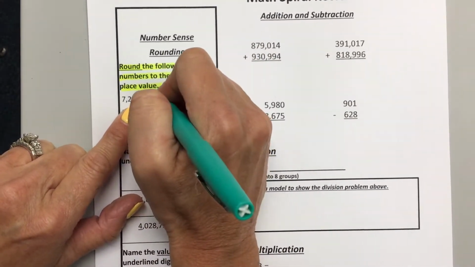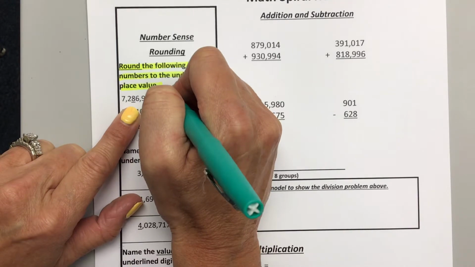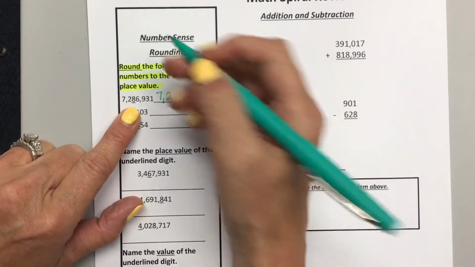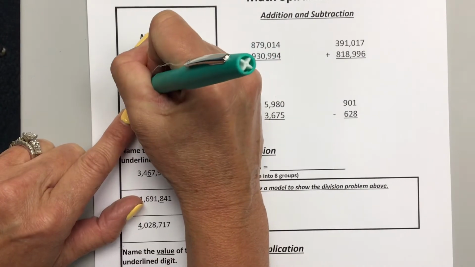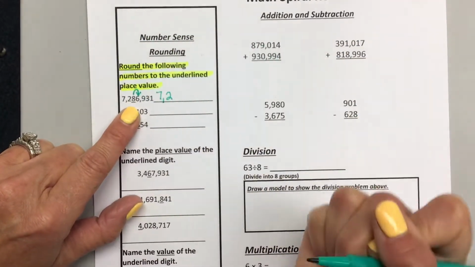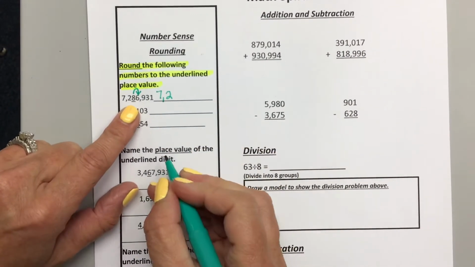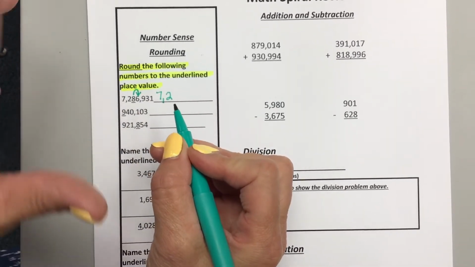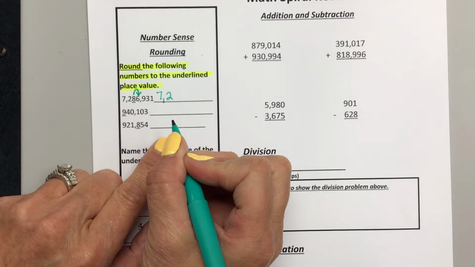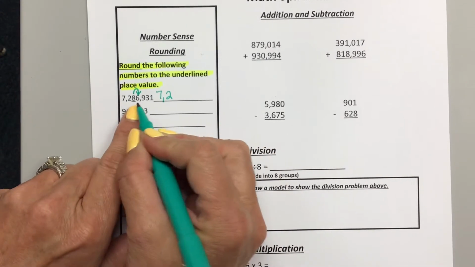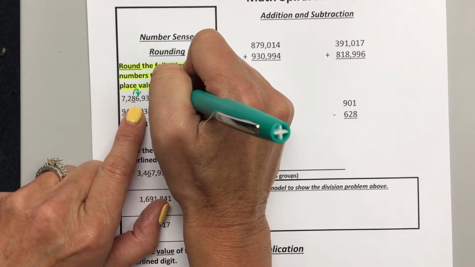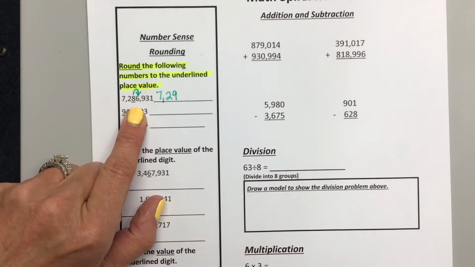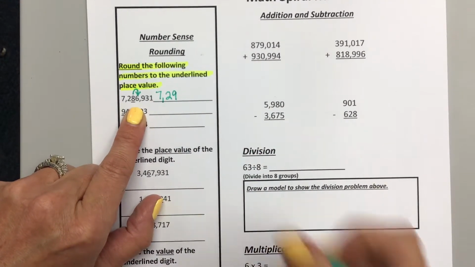The second step was to write down all of the digits that come before the underlying digit. Okay? The third step is to look at the judge, or the number to the right. If the judge is 5, 6, 7, 8, or 9, what do I do? Bump it up by 1. So go ahead and put down my 9.